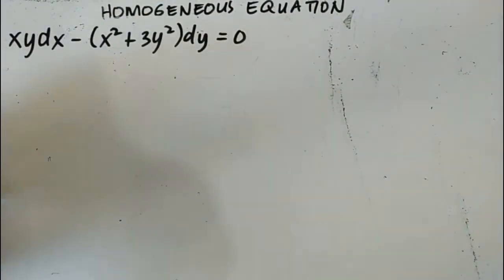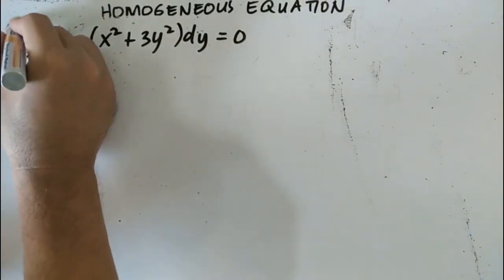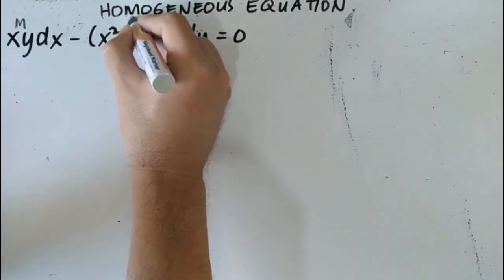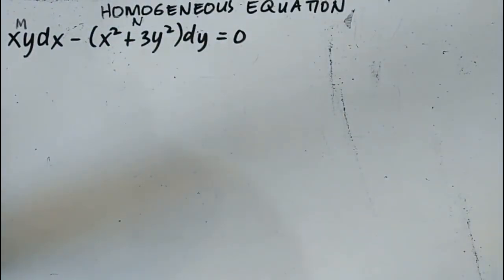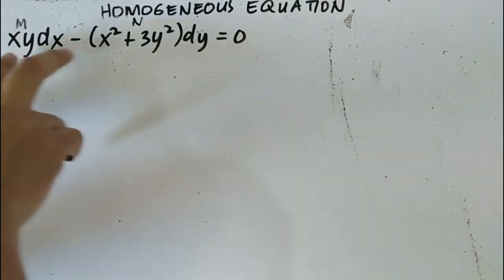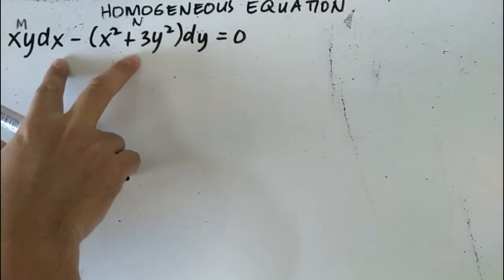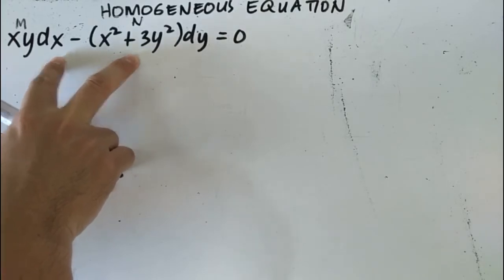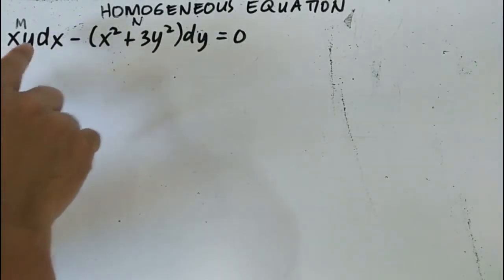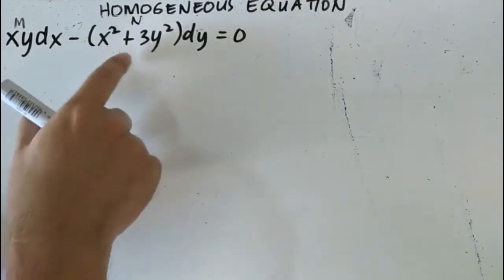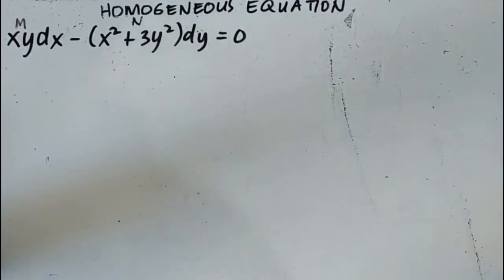Another example is xy dx minus x squared plus 3y squared dy equals 0. So this is our m and this is our n. Again, just by inspection, we know that m and n are homogeneous to the second degree. If we insert lambda to both functions, we can easily factor out lambda and it will result to a lambda in the second degree. So both functions m and n are homogeneous to the second degree.